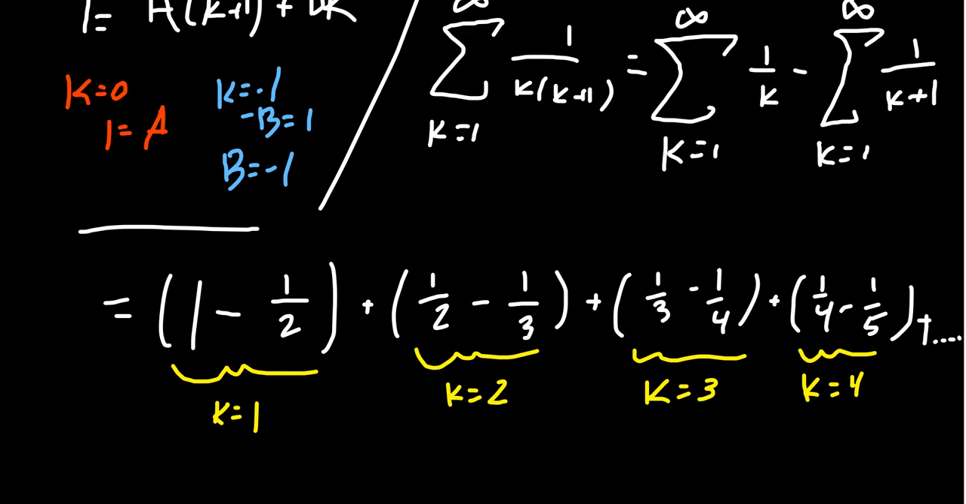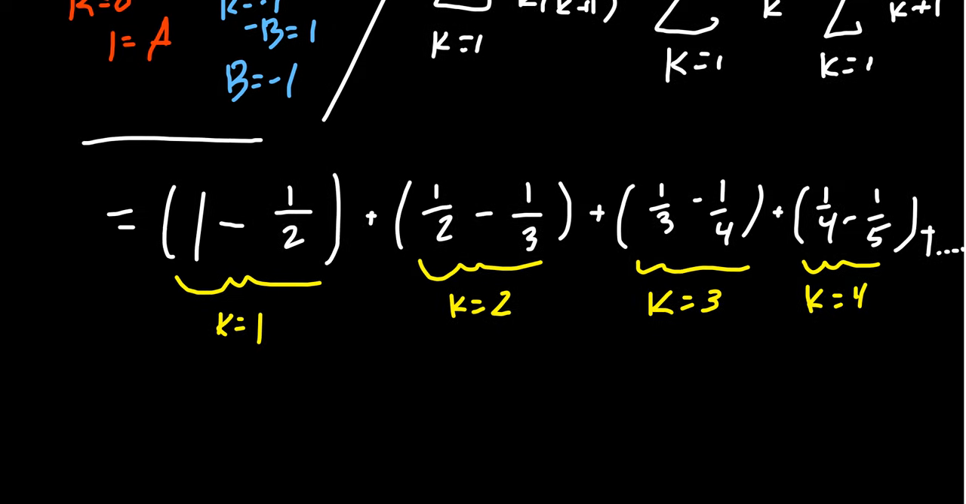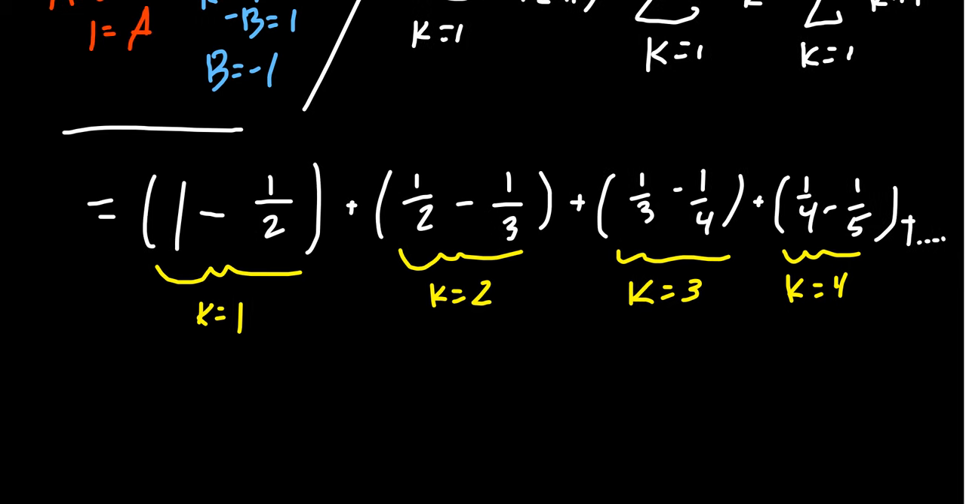Now, an interesting pattern occurs when we look at this series, and this is actually where we get its name. You'll notice that in the first group, you have a negative 1 half, but in the second group, there's a positive 1 half. When we add those together, they're going to cancel each other out. When we look at the second group and the third group, the second group has a negative one-third. The third group has a positive one-third. When you add those together, they're going to cancel out as well.